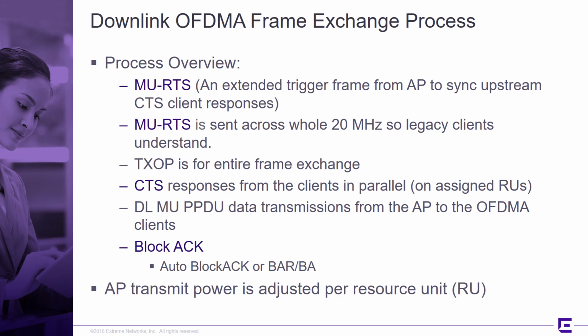Now, the block ACK can take two process variants. First, we can have the clients just automatically block ACK as soon as they receive a data frame, especially if it's an A-MPDU; the standard allows for just automatic block ACKing. Or we could have a block ACK request from the AP followed by block ACKs on each of the RUs as kind of an extended process. Now, it's important to note that the AP transmit power is adjusted per resource unit. And in fact, when it assigns for uplink transmissions, it can assign power levels to the clients as well, and many other parameters.